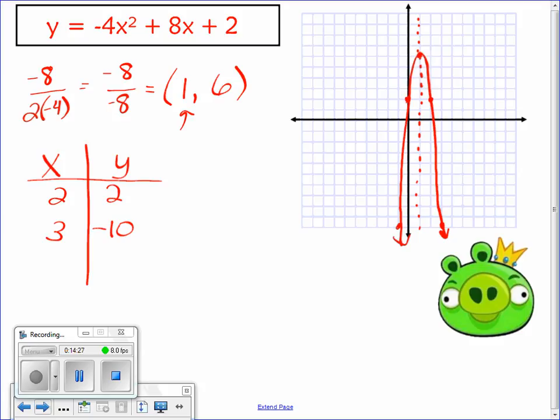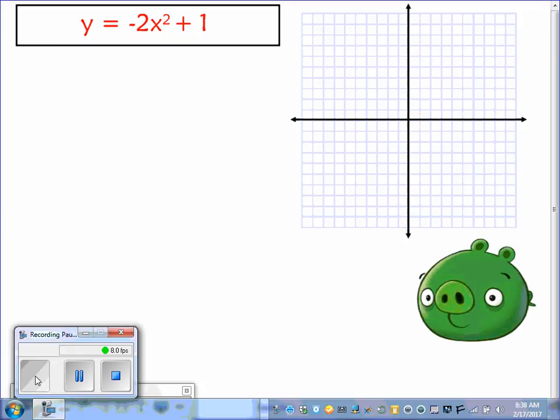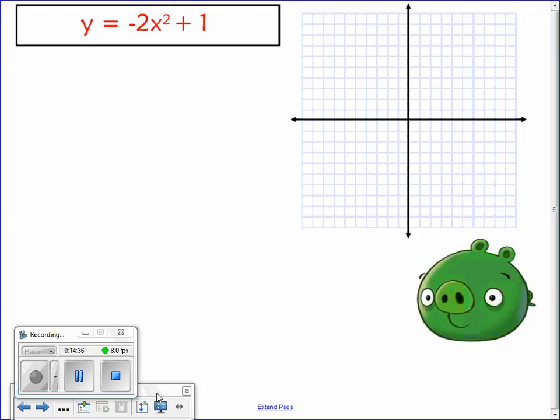How are we feeling with this so far? Pretty easy? Somewhat? Do you guys want to practice one on your own? Okay. All right, guys, let's take a look then. So let's go ahead and find your vertex. What's your b value?